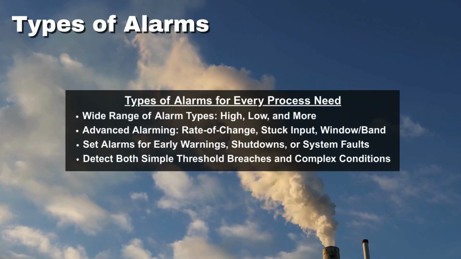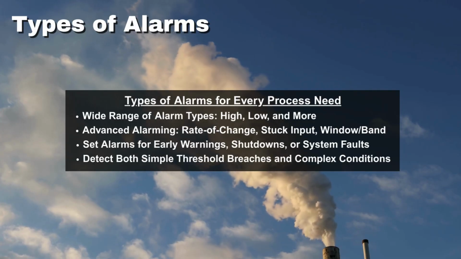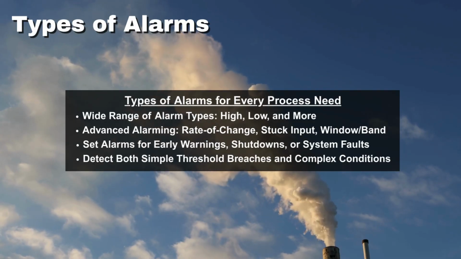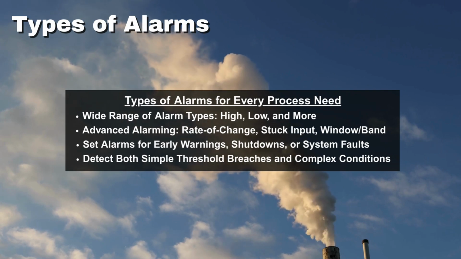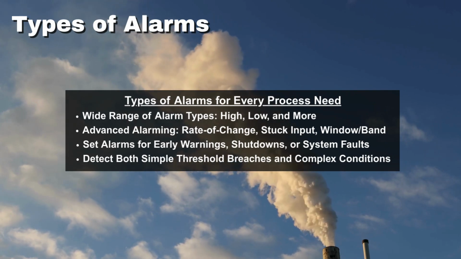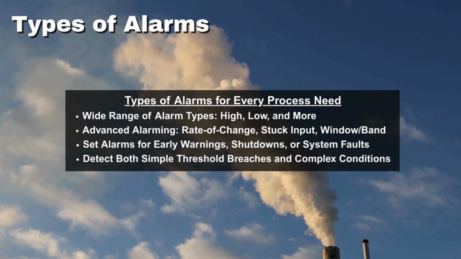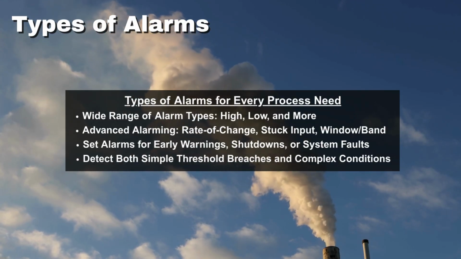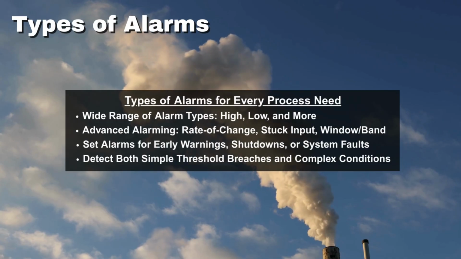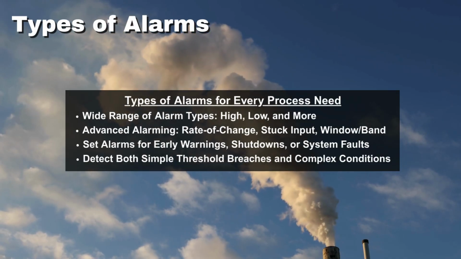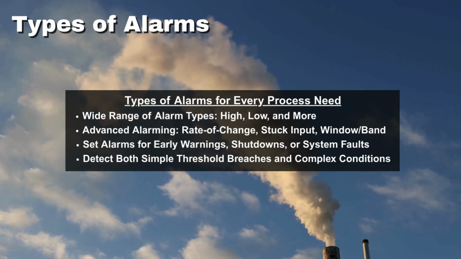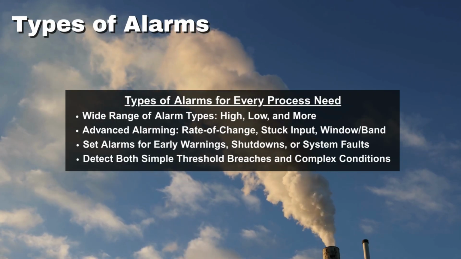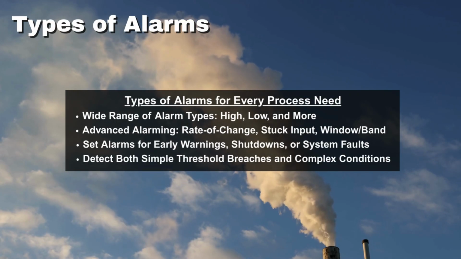In this video, we'll explore the different types of alarms and configurations available for industrial alarm trips, from high and low alarms to specialized functions like rate of change, stuck input, and window or band alarms. We explain how these options provide the flexibility to protect your process precisely as needed. Whether you're monitoring simple threshold breaches or complex fault conditions, knowing your choices is essential. Let's take a closer look.